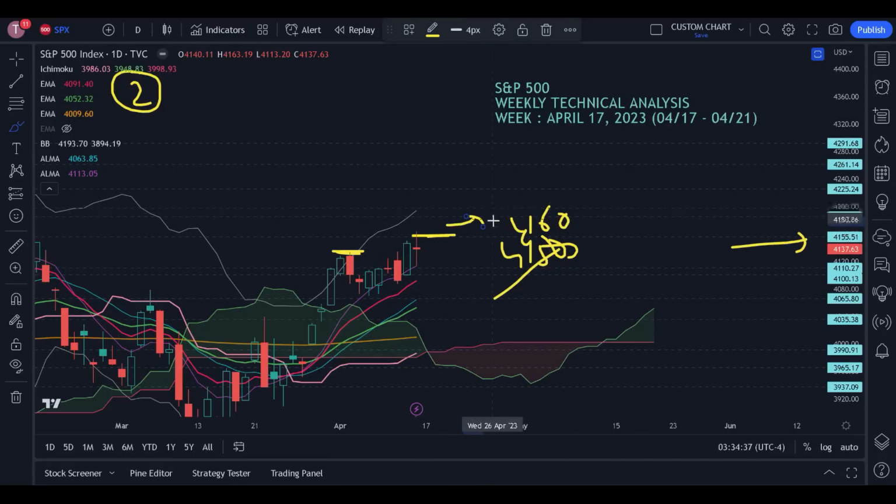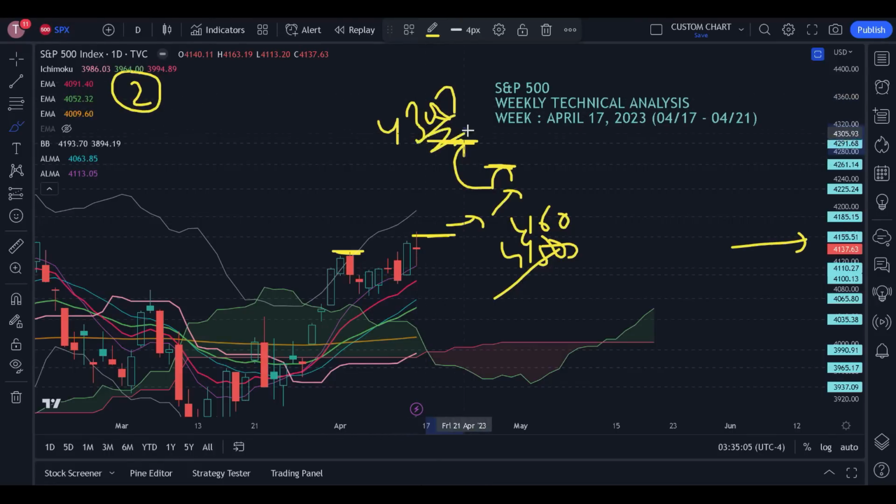After 4185, there is a kind of vacuum until 4225 or 4227. After 4227, we have 4260, 4265, which is not that strong. But the prime, very heavy resistance is 4291, and we also have the 61.8% Fibonacci retracement level at 4305 or 4310.